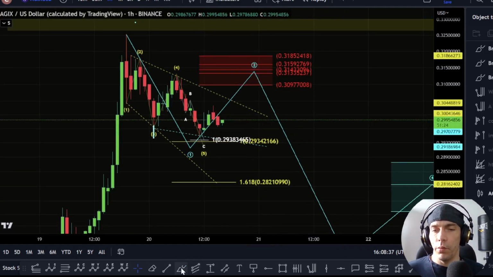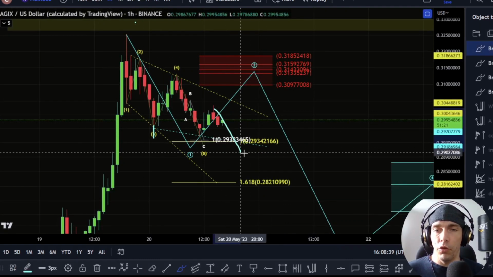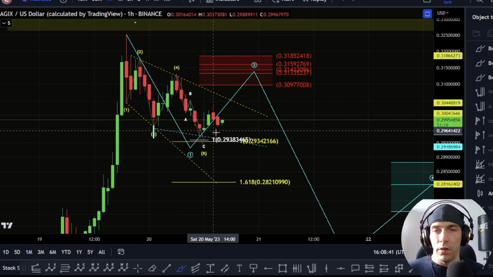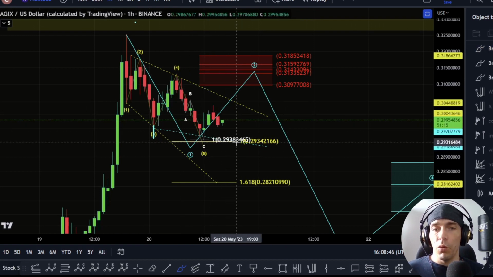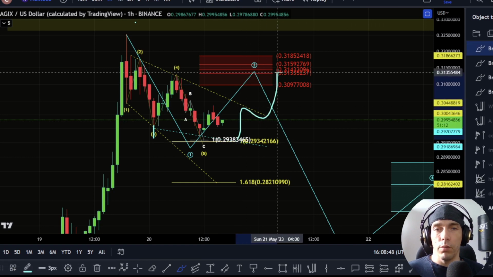So the key thing here is, if we do break down and we do form an additional push to the downside, whether this becomes an expanding diagonal or a contracting one in this manner, it could be either. What we'd be looking for would be that potential of a 3-wave move up.